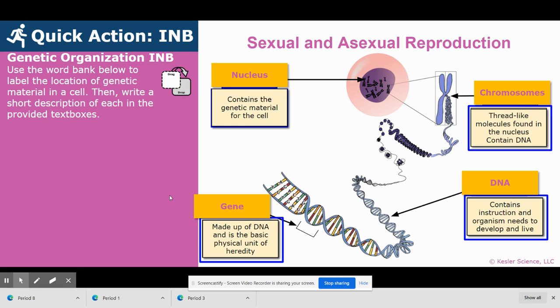And if we go back a few slides, we can find the definition of a chromosome is the thread-like molecule found in the nucleus that contains DNA. And then the DNA is going to contain instructions that an organism needs to develop and live. And then a gene at the bottom left there is made up of DNA and is the basic physical unit of heredity. So if you were asked what the levels of organization are from biggest to smallest in a cell, you would go in the clockwise order, starting with nucleus, then chromosome, then DNA, then gene.